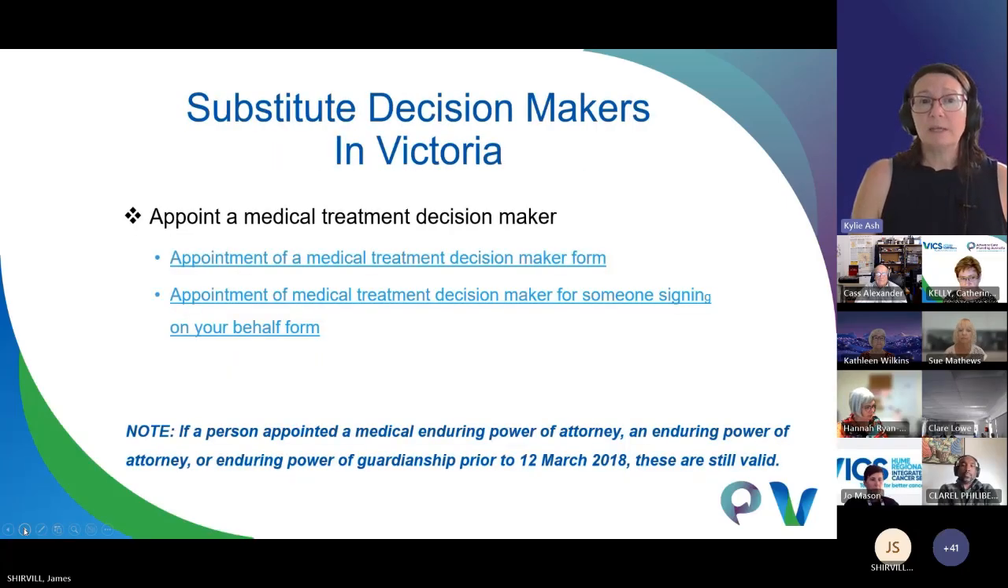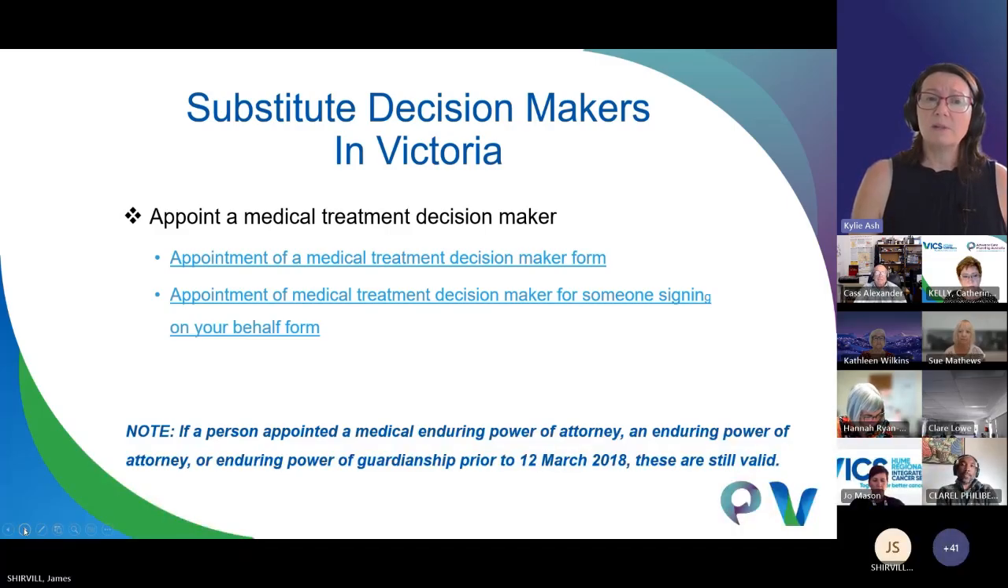Now, Catherine did give a really clear overview in terms of the substitute decision makers in Victoria. So I'll just make a couple of brief points. In Victoria, while you can appoint multiple substitute decision makers, only one person can be identified as the medical treatment decision maker on a particular occasion. And there are specific documents, as you can see on the screen, to complete those tasks.